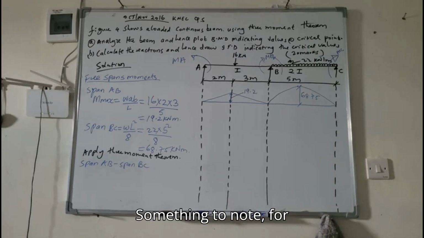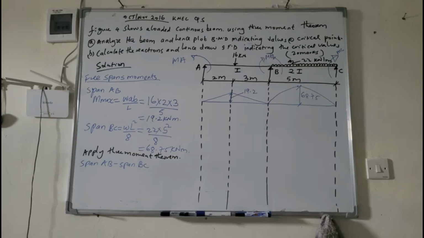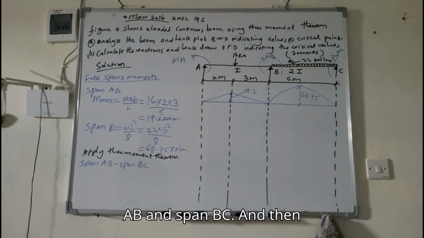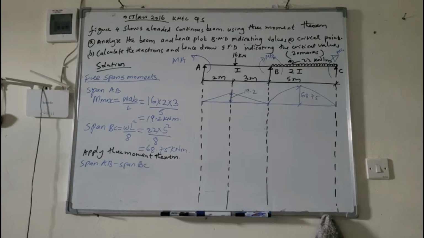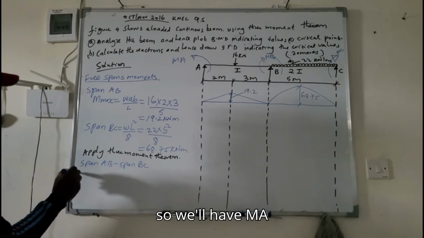Something to note: to apply the three-moment theorem, you will have to consider two consecutive spans that follow each other. For example, span AB and span BC, and then you write the formula. So like here, we have AB, BC.